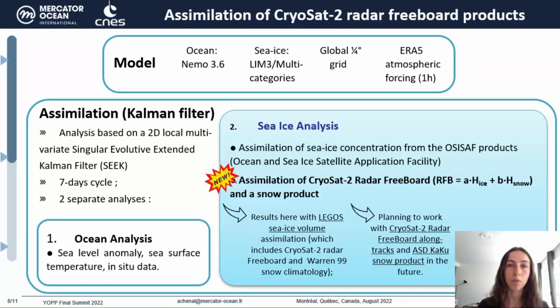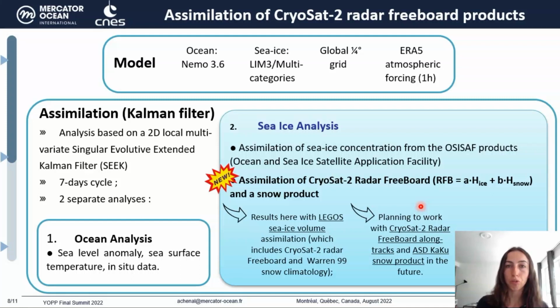An assimilation system, therefore, was set up as a test on the previous model configuration, NEMO 3.6 coupled to the sea ice model LIM3. The data assimilation runs with a singular evolutive Kalman filter on a 7-day cycle. It includes an ocean analysis, explained here, and a sea ice analysis explained in this blue box. Sea ice concentration from the OSI SAF product is already assimilated in the operational model. We are now adding assimilation of radar freeboard measurements here in order to better control the sea ice volume.